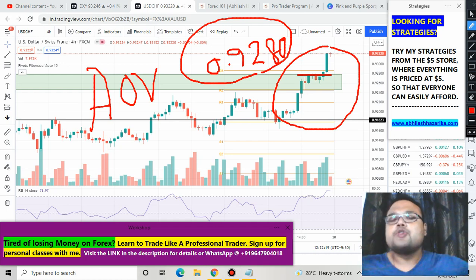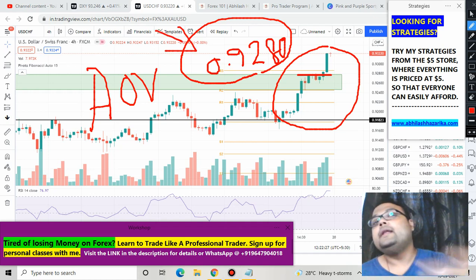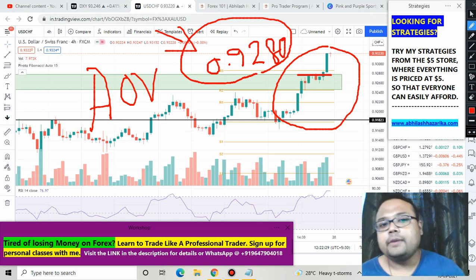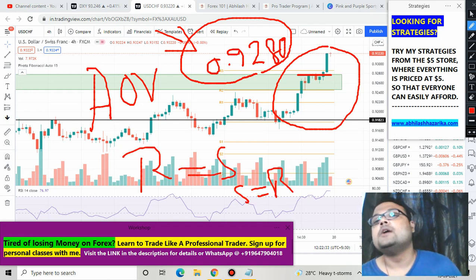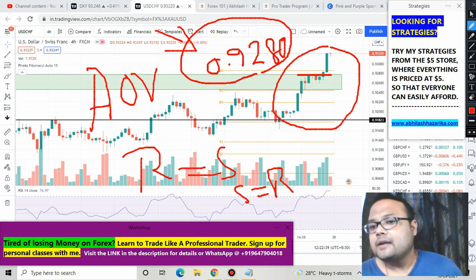After this huge up move on Friday, we can just hope that the previous resistance of 0.9280 will be the new support for the market, because we know that resistances become support and support becomes resistance in the market. So we can just hope that 0.9280 will be the new support. But you can see that the current market price is quite far away from this particular level.